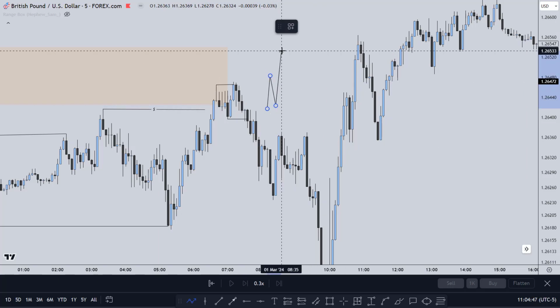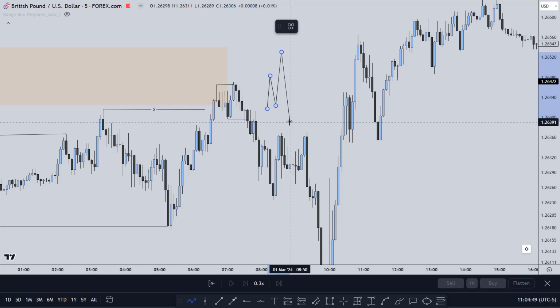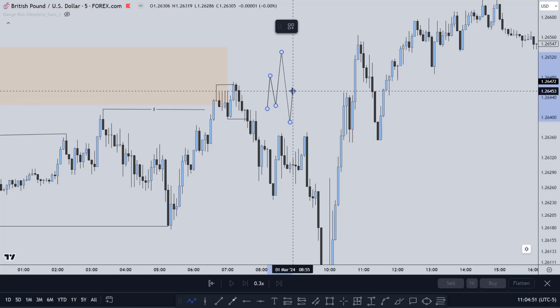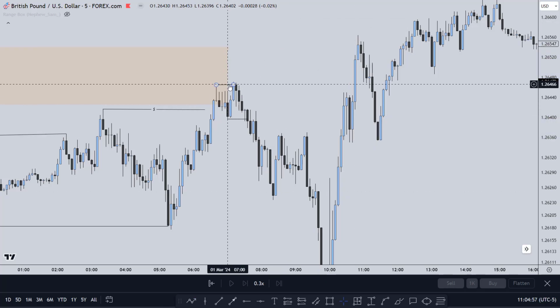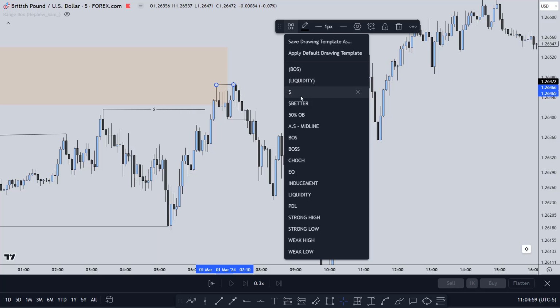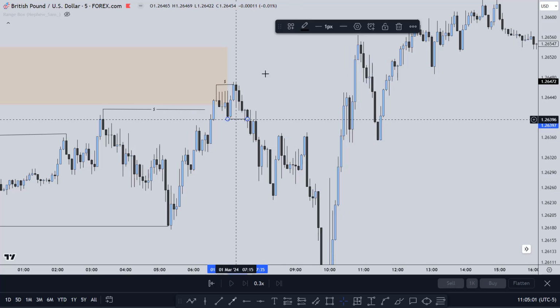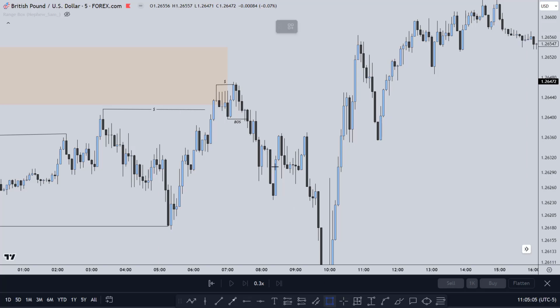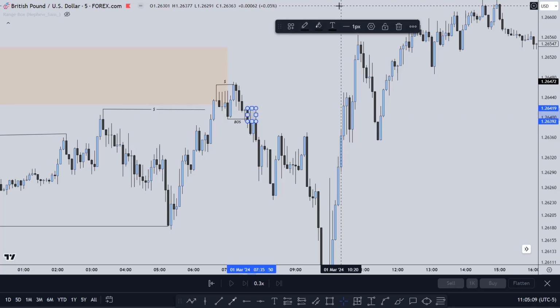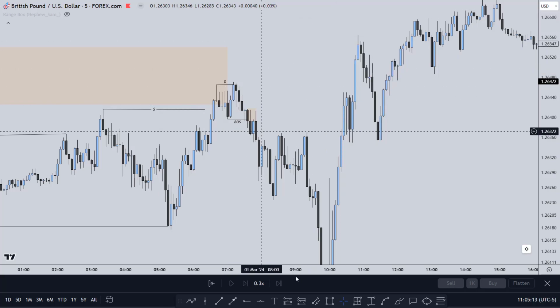Price will come and just sweep the old high, give us a break of structure, and come back and use the order block that did the break of structure to then come and push price lower. So this was exactly what happened. Price gave us a liquidity sweep, gave us a formal break of structure, boom, and then the order block that did the break of structure, price will come back up, use it as our point of interest.